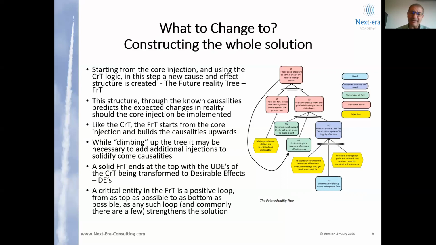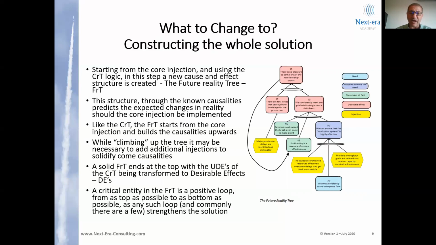So throughout building these causalities, we might find that in order to make a cause and effect rigid, strong, clear, we need to add additional injections, additional solution elements. So we will add them until the time that we have been able to connect all the entities of the future reality tree to all of the undesirable effects that flipped into desirable effects.